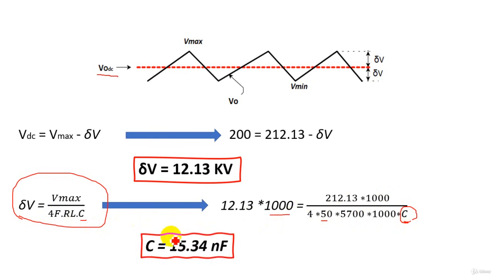So the value of the capacitor finally will be 15.34 nanofarad. This value shouldn't be less than 15.34 nanofarad, because if the capacitor decreases, the ripple voltage will increase, and we don't want that to happen. So the value of the capacitor will be 15.34 nanofarad to restrict the ripple voltage to 12.13 kilovolt. So this is an example of a full wave rectifier with a center tapped high voltage transformer, to design the value of the capacitor to restrict and limit the ripple voltage.